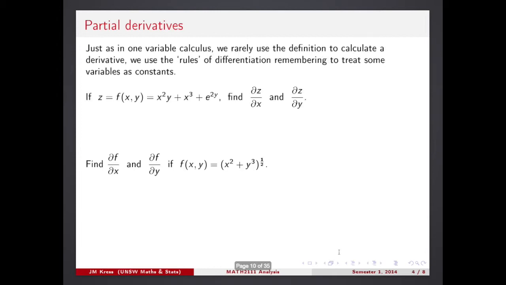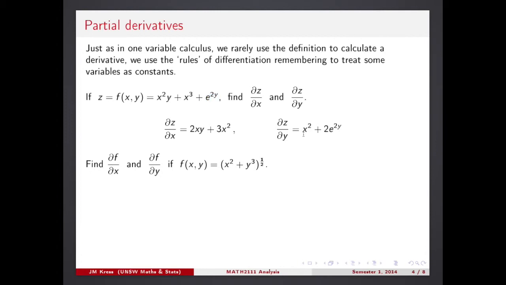So there are a bunch of examples on the slides. For instance, a function z or f of two variables, and its partial derivatives, like ∂z/∂x. You differentiate this term, keep thinking of y as just a fixed number, so you get 2xy. You differentiate this term, no y, so it's 3x squared. You differentiate this one, which is a constant, which is why it disappears when you differentiate with respect to x.